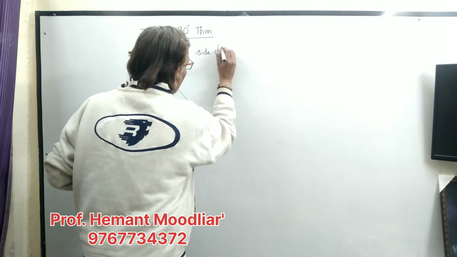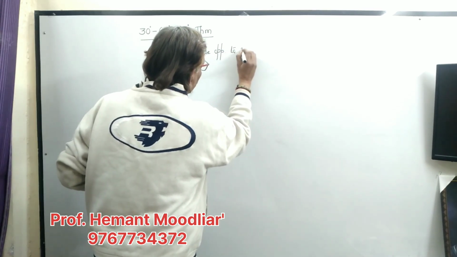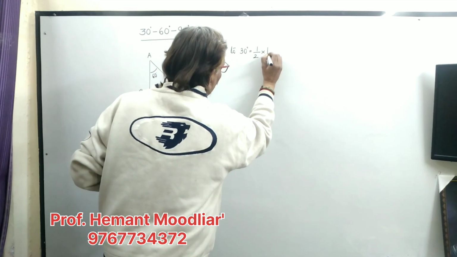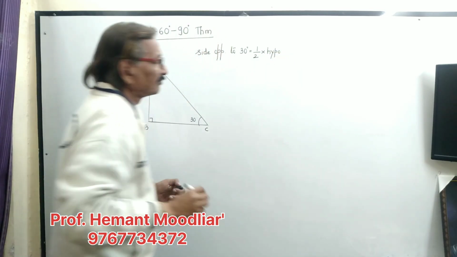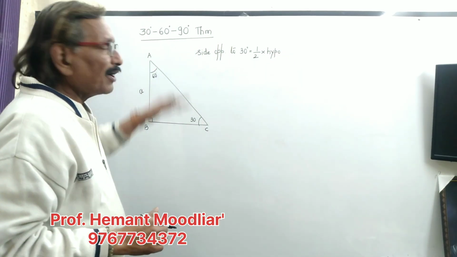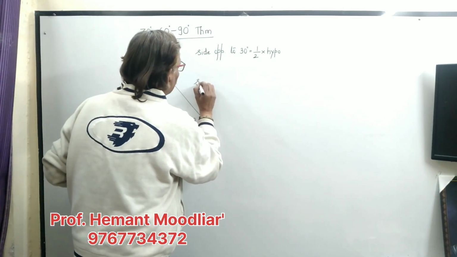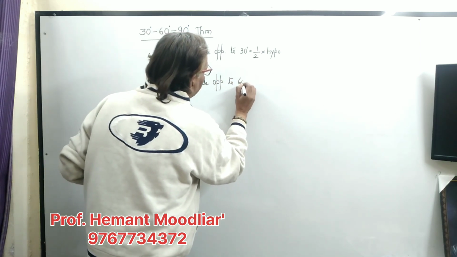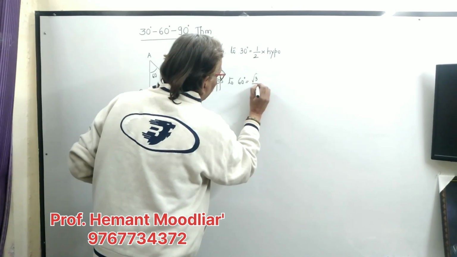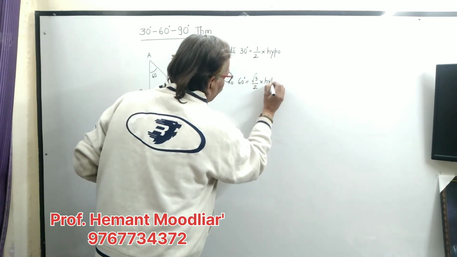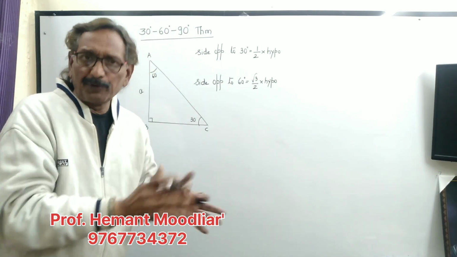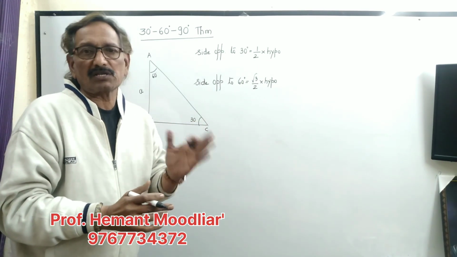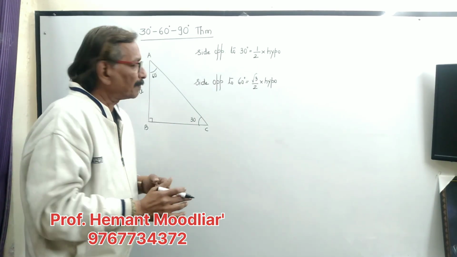Side opposite to 30 degree is equal to 1 by 2 into hypotenuse. The second part of this is side opposite to 60 degree is equal to root 3 by 2 into hypotenuse. Now this has to be proved, and gradually we will find the sine, cos, tan for 30 as well as sine, cos, tan for 60 degree angles.